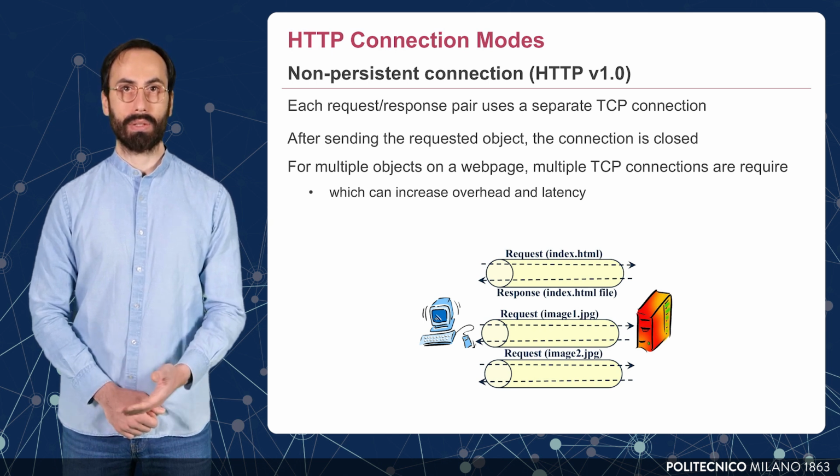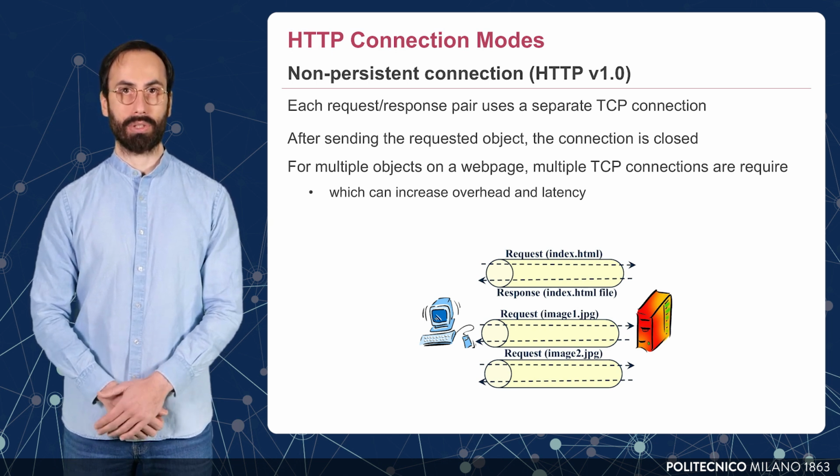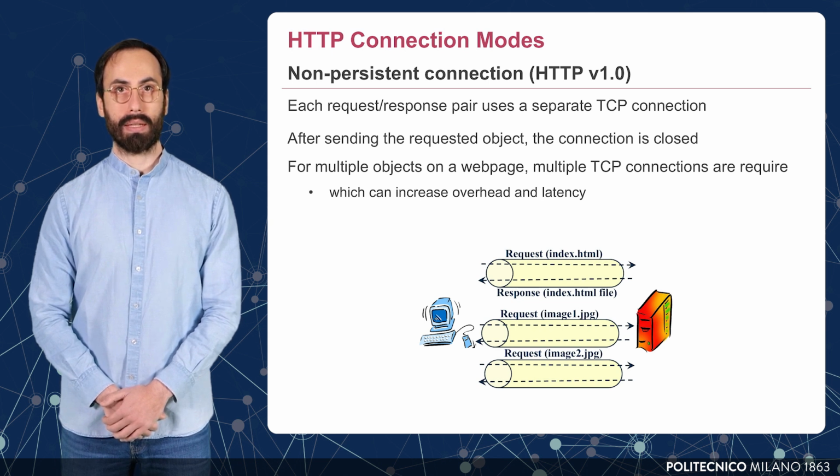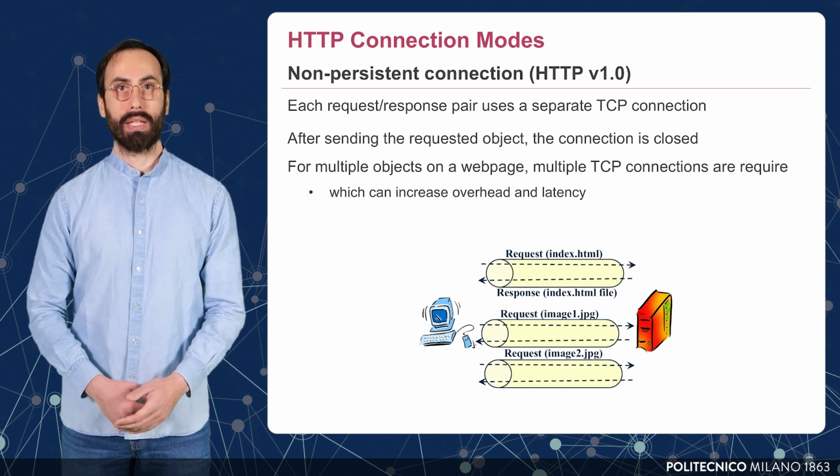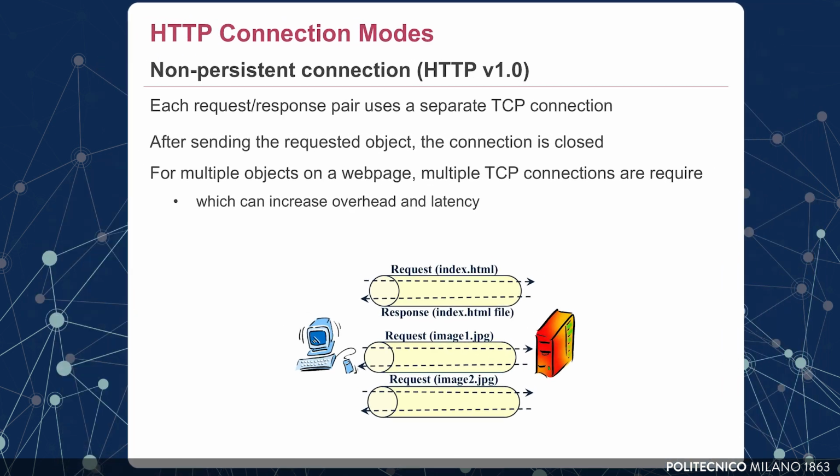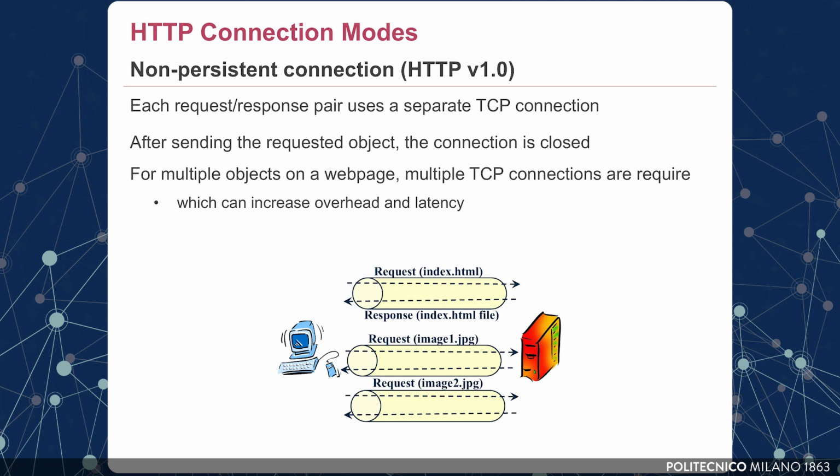For web pages that contain multiple objects, such as images, style sheets, and scripts, this process must be repeated for each individual resource. As a result, multiple TCP connections are required, which increases network overhead and latency. The repeated opening and closing of connections introduce additional delays due to the time needed for connection establishment and termination, ultimately slowing down web page loading times.